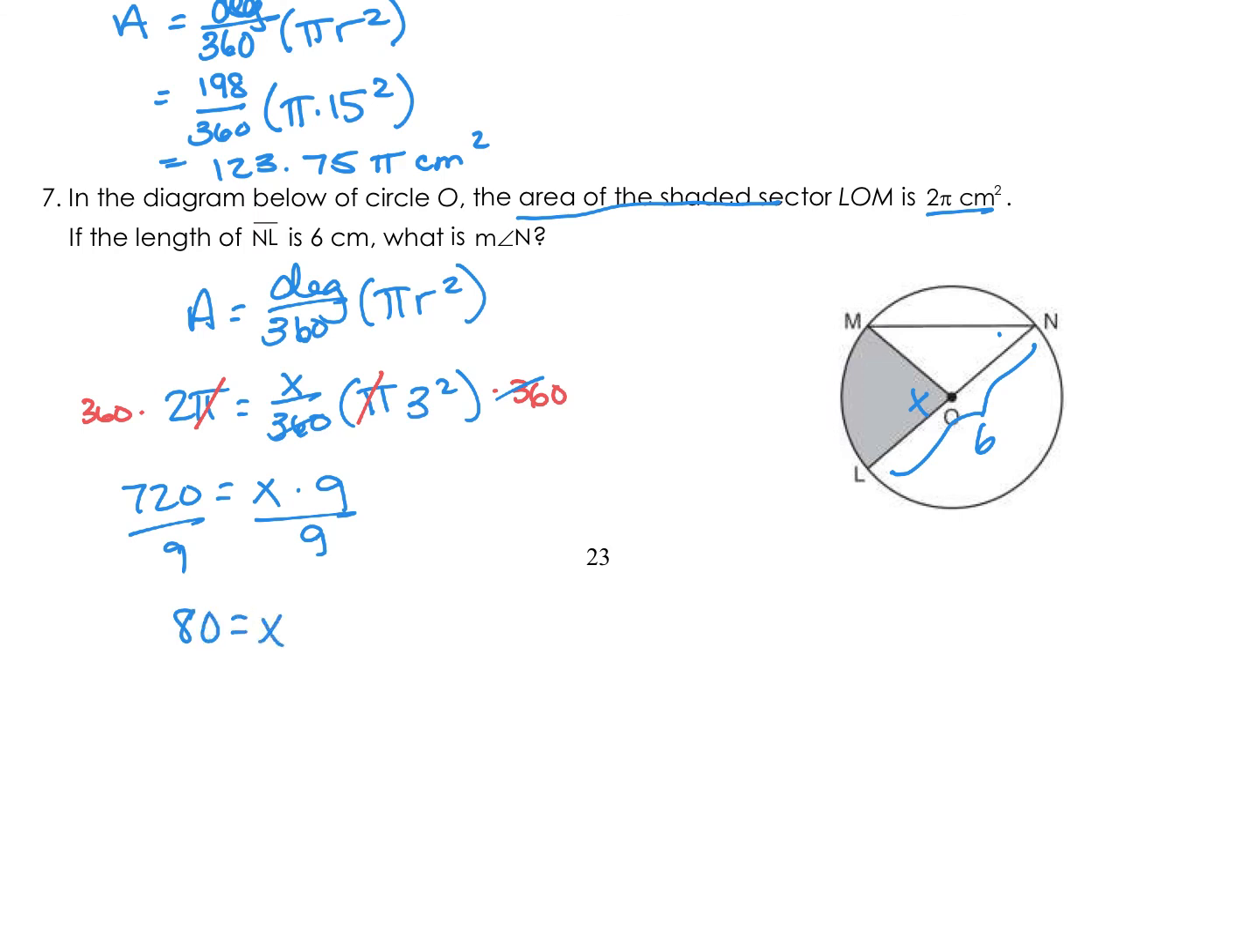But wait, that's not our answer. If this is 80, we know that this would be 80 degrees, but that would make our inscribed angle 40 degrees. So angle N is 40 degrees. Wow, what a challenging question. We had to use area, central angle, inscribed angle. All right, that is all for today.